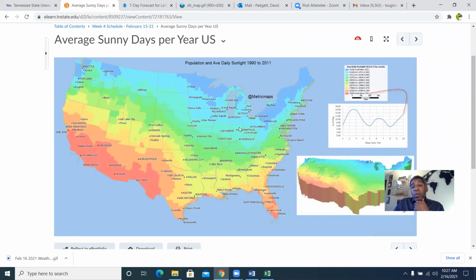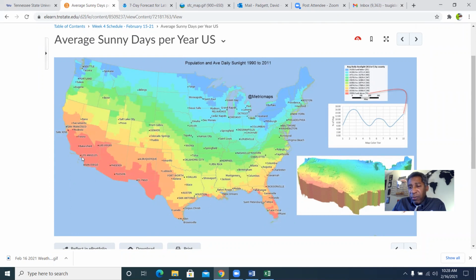So notice that this blue color area symbol represents a region that has low average sunny days per year, as opposed to the Southwest and parts of Florida. Florida, of course, is called the Sunshine State, and has a greater percentage of sunny days per year on average, from about a 20-year period from 1990 to 2011 in this case.